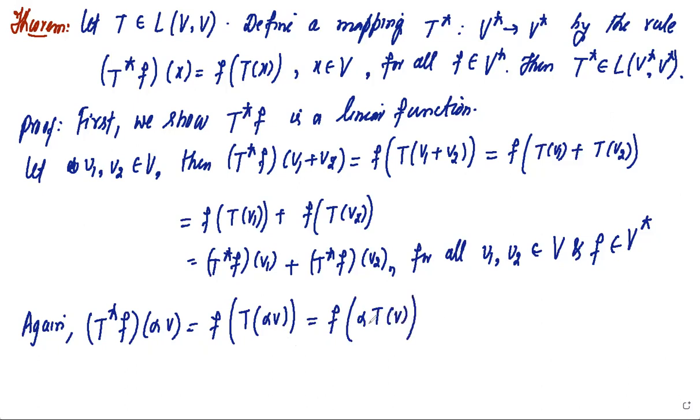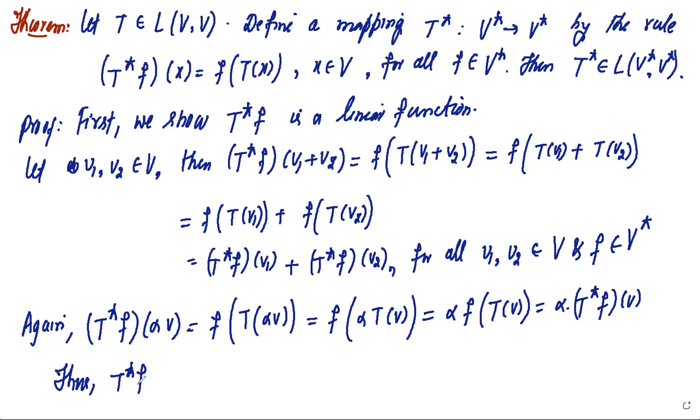Now f is a linear map, so we can take this alpha common outside. So this is alpha times f of T of v. But now again using the definition of f of T of v, that is equal to alpha times T star of f of v. So therefore, T star f is linear over the scalar multiplication. Thus we have shown that this T star f is a linear function.